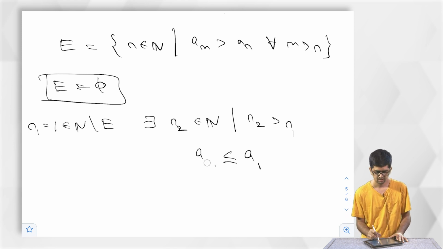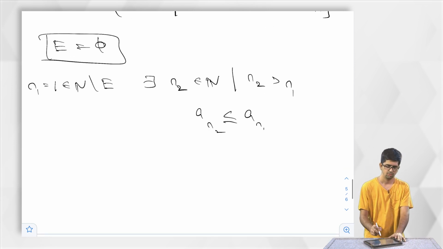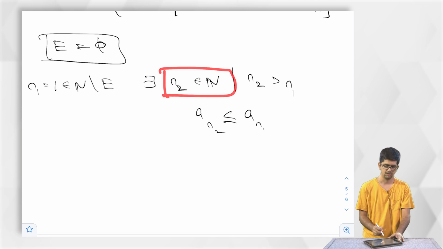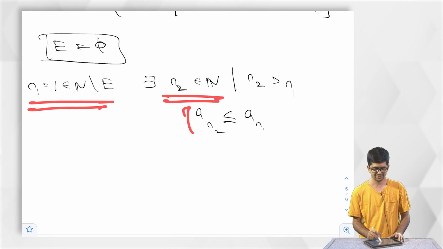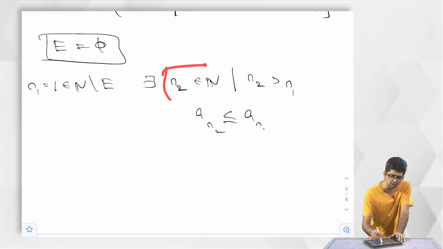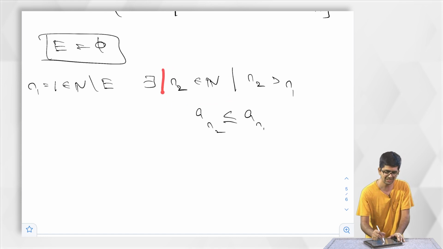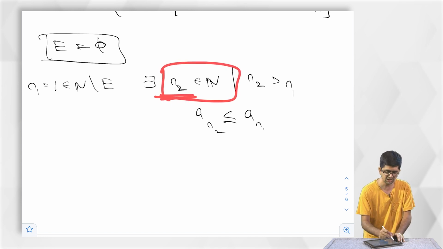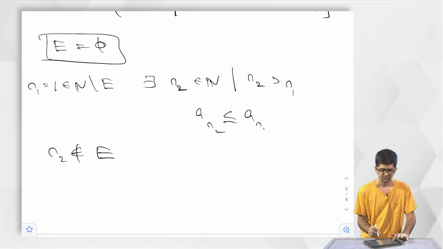So, what do we have? We have a_{n_2} is less than or equal to a_{n_1}. Very nice. Now, starting at 1 we got some element for which this is the case. Let us start here now, instead of starting at some other place. This is also not an element of E, right. E is the empty set, so this cannot be an element of E. So n_2 is not an element of E.